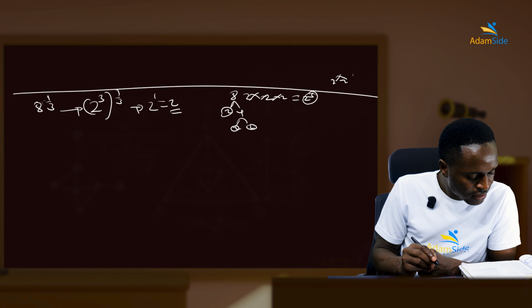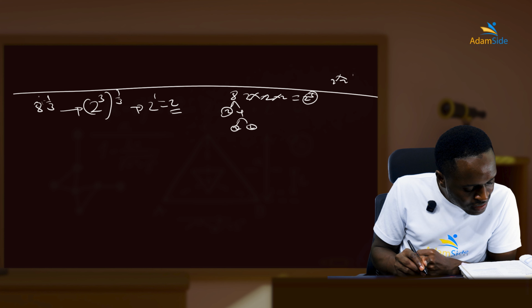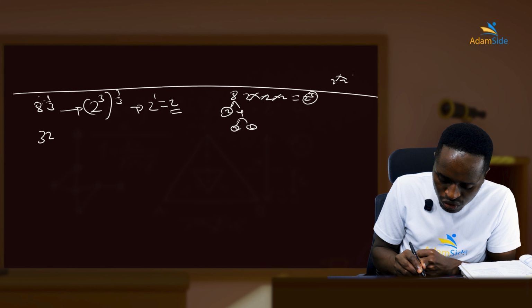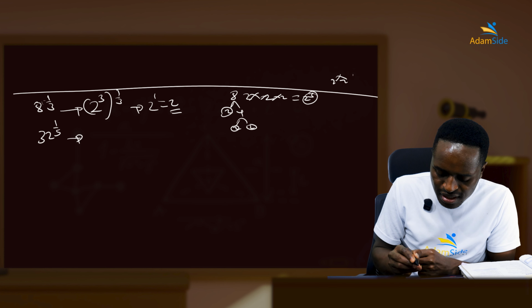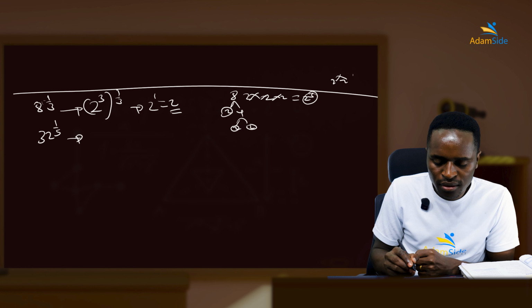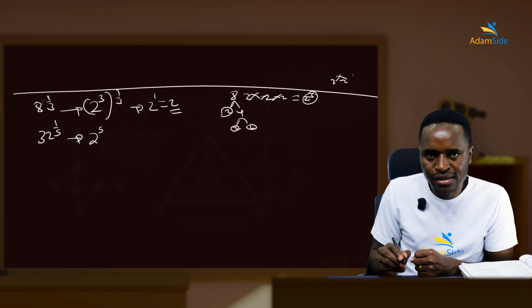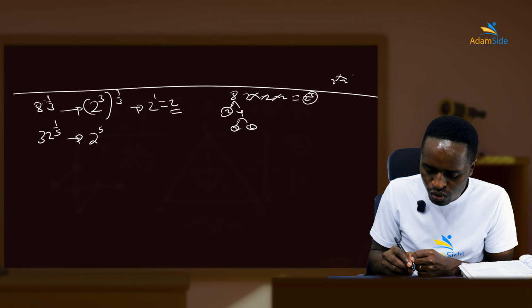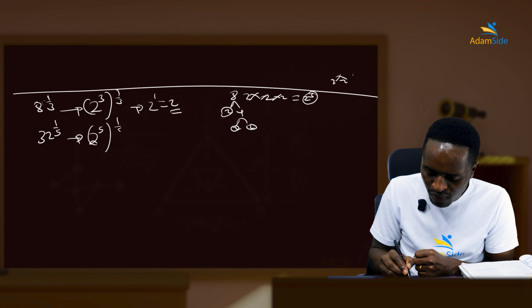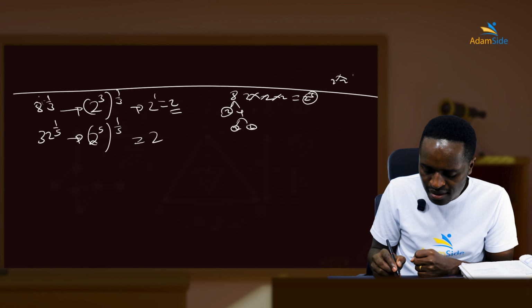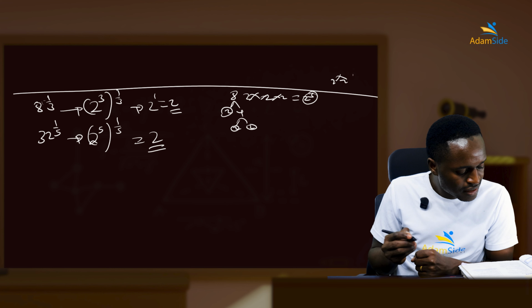Correct. And then you have another number, 32 power 1 over 5. This is the same as 2 power 5, because 2 power 4 is 16, and 16 times 2 is 32. So 2 power 5, then outside power 1 over 5. If you multiply, you get 2. Your answer becomes 2. That's it.